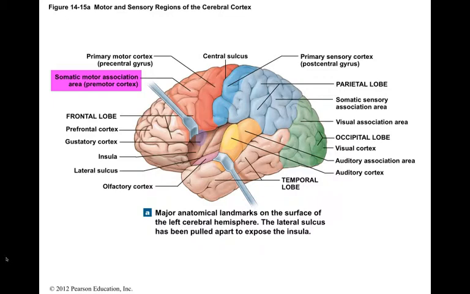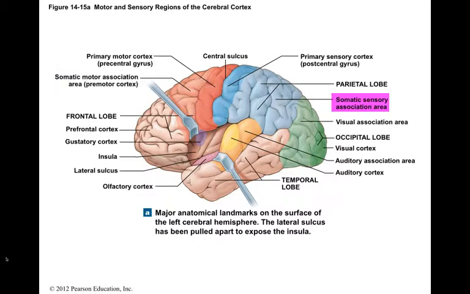The premotor cortex contains the somatic motor association area found in the frontal lobe. The somatic motor association area is responsible for the coordination of learned movements and will relay that information to the primary motor cortex for the performance of movement.